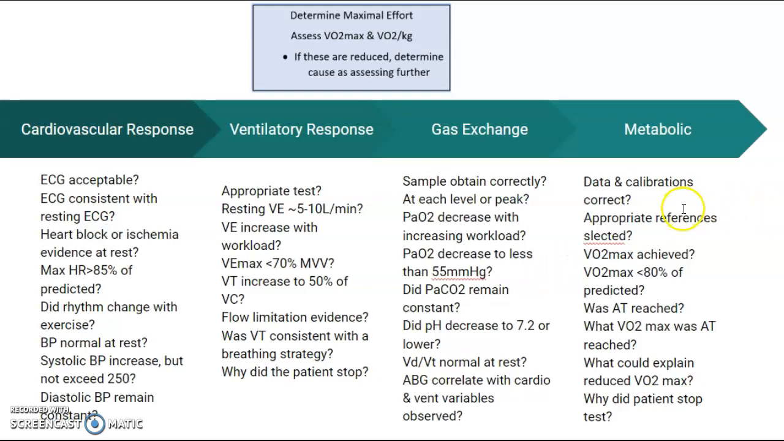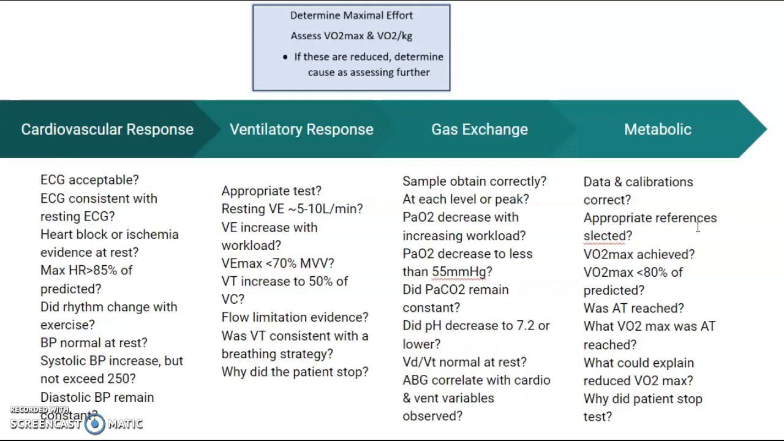Next, we look at the metabolic. The first step is to make sure all the data and calibrations were performed correctly. Was the appropriate reference selected based on the patient's height, age, gender, and race? Was VO2 max achieved? Was VO2 max less than 80% of its predicted? Was the anaerobic threshold reached? At what VO2 was the anaerobic threshold reached? What could explain a reduced VO2 max? And why did the patient stop the test, or why did they ask to stop the test?